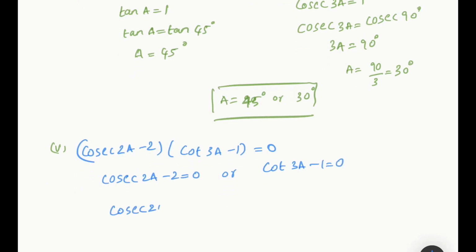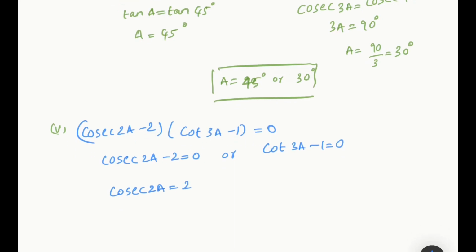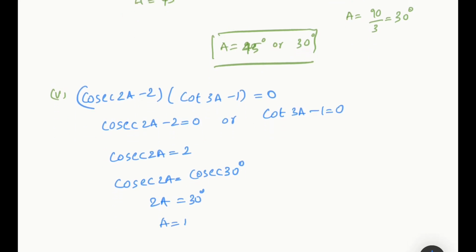Cosec 2A equals to 2. So for which value of cosec do you get the answer as 2? You have cosec 2A equals to cosec 30. Correct? So 2A is equal to 30 degree. That is A is equal to 30 by 2, that is 15 degree. Similarly, cot 3A is equal to 1. For which value is cot 1? Cot 45. So cot 3A is equal to cot 45. So again, 3A is equal to 45. That is A is equal to 15 degree.